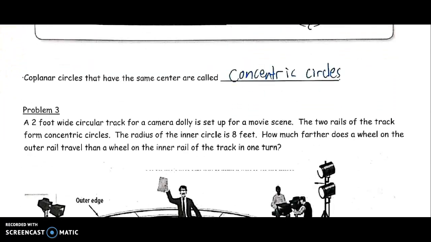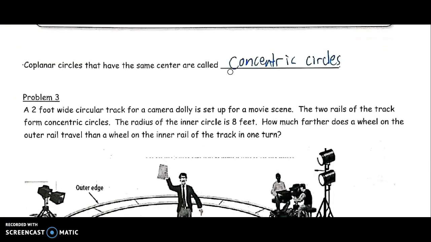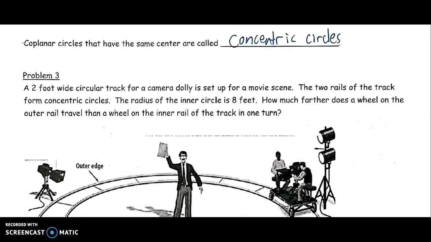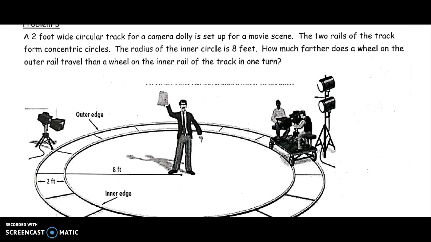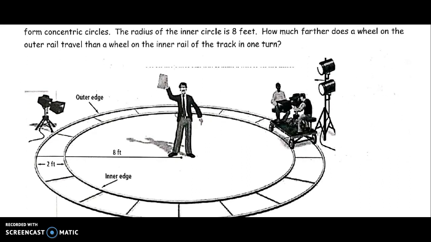Another definition is that coplanar circles that have the same center are going to be concentric circles. So concentric circles you want to think of as something like this next question. So the description goes up above, but it says basically you have 2 rails for your track. We're trying to film this actor and we have a track around him. We have a rail for the outer edge, and we also have a rail for the inner edge of the circle.